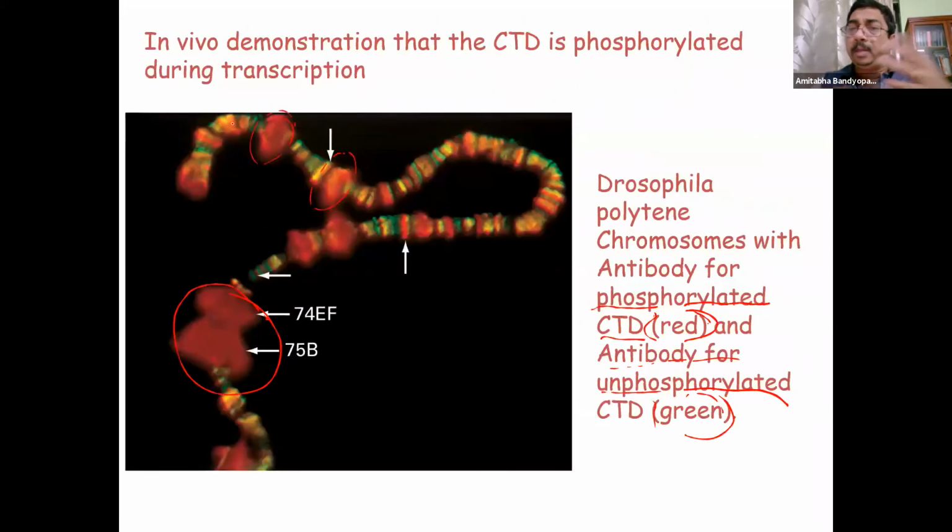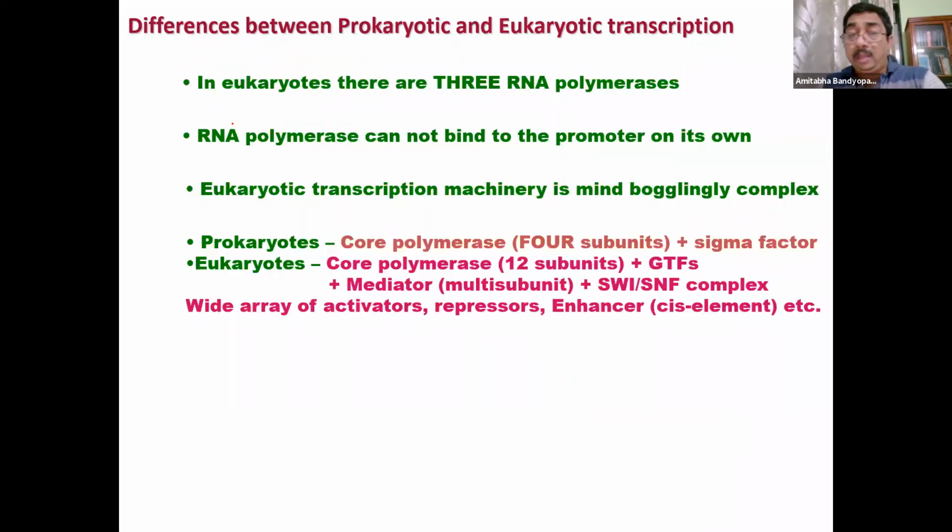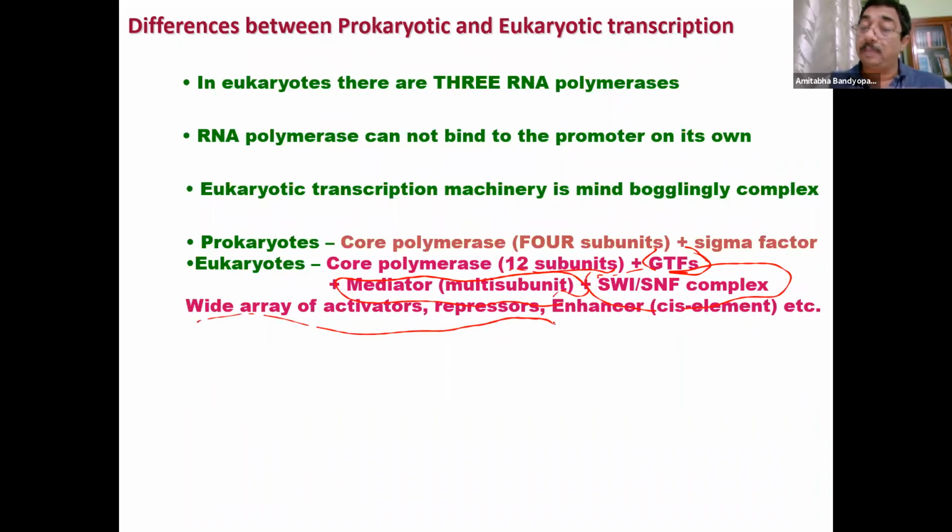This RNA polymerase phosphorylation status is very critical for eukaryotic transcription. So what are the components? In prokaryotes, you have a core polymerase and a sigma factor. In some cases, you have proteins that bind to the operator, like the NtrC protein that acts like a gene-specific transcription factor. But in eukaryotes, the core polymerase has 12 subunits. Then there are GTFs, which do not exist in prokaryotes, at least not that we know of. There is a multi-subunit mediator complex, then the SWI/SNF complex, and a wide array of activators, repressors, etc.